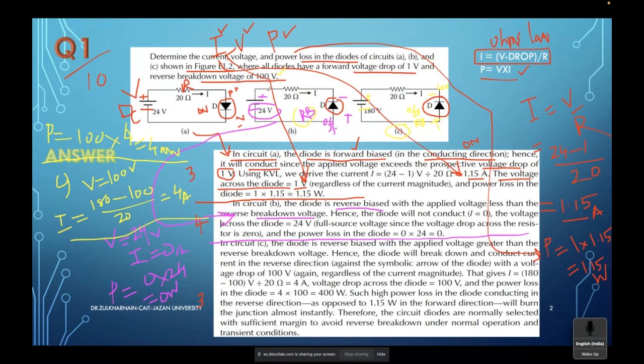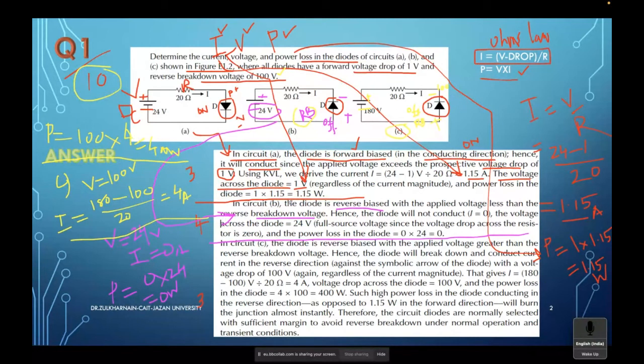In the second case, this is reverse bias. Why? Plus is connected to minus, but this voltage is less than 100 volts, so this 24 volts will come here and become the voltage. In the third case, this is also reverse bias, plus connected to minus, but the power supply is 180 volts. So this 100 volts will be the actual voltage here. Then once you get that, apply the law to get the current, and then multiply voltage and current to get the power.